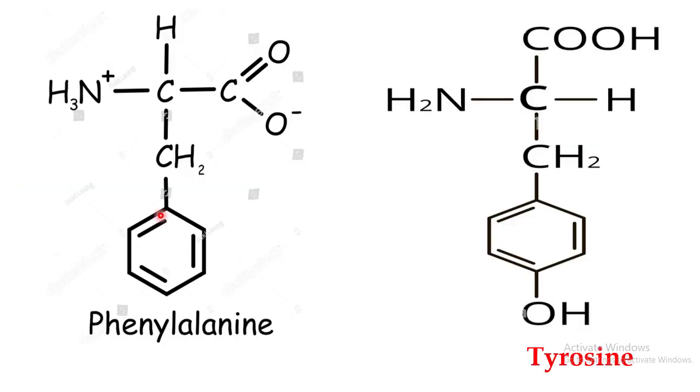This is the structure of phenylalanine. This one is the structure of tyrosine. And if you can see, they are very much similar to each other. The only difference that you can see over here is the presence of the hydroxyl group in tyrosine. So they are going to be metabolized in the same pathway. So let us discuss the pathway.